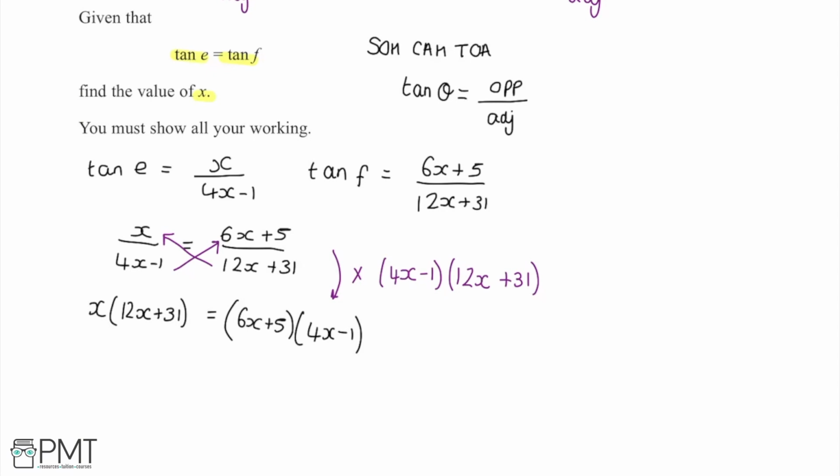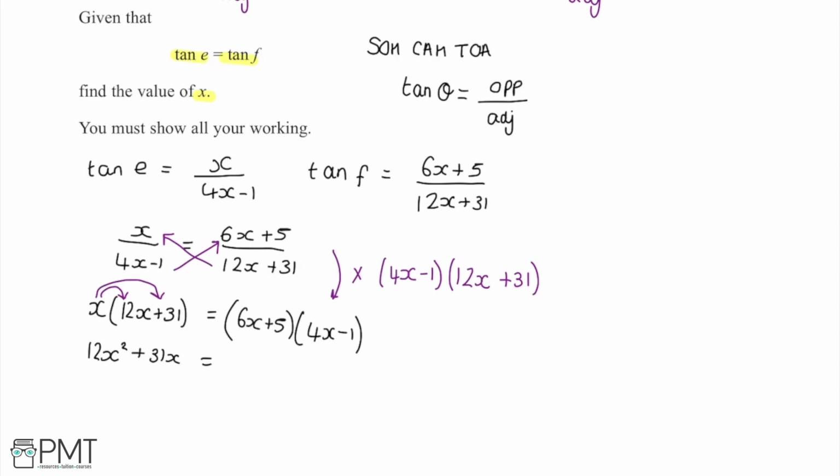So now that we have this expression, we can expand the brackets and expand the left hand side and come up with another equation in terms of x. We're just expanding everything so that we can then look at how many x squared terms and x terms we have and see if we can solve for a value of x. So if we multiply x by 12x, we get 12x squared plus 31x, and that was just by multiplying x by 12x and x by 31.